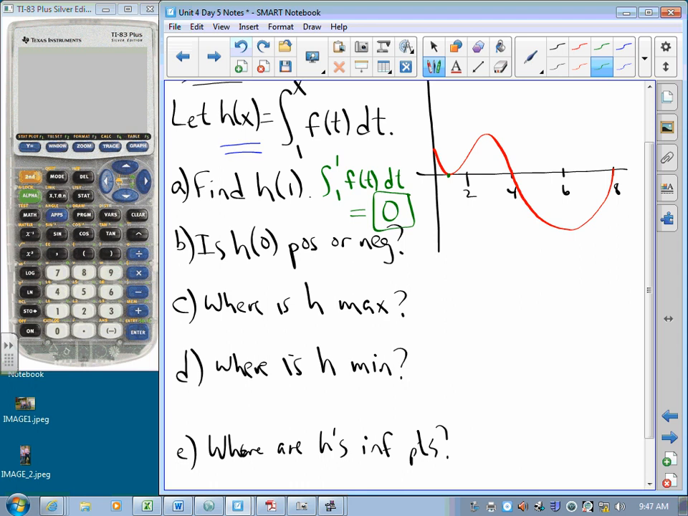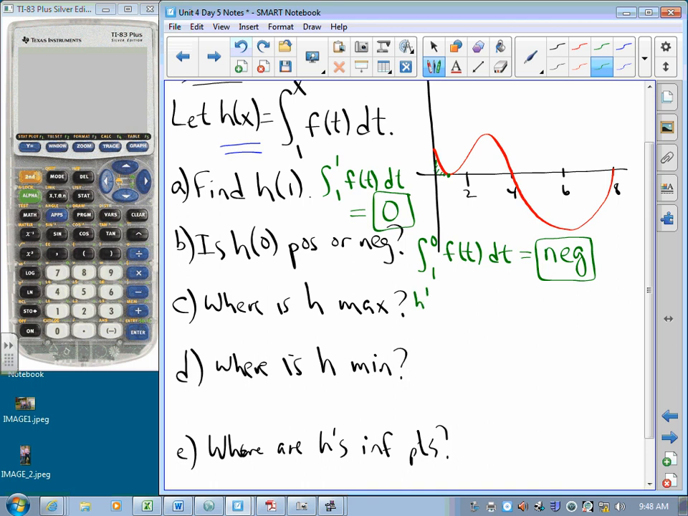Is h of 0 positive or negative? Well, h of 0 is the integral from 1 to 0 of f of t dt. So the integral from 0 to 1 appears to be positive, and so we read it backwards. Are you 2 for 2? I hope so.